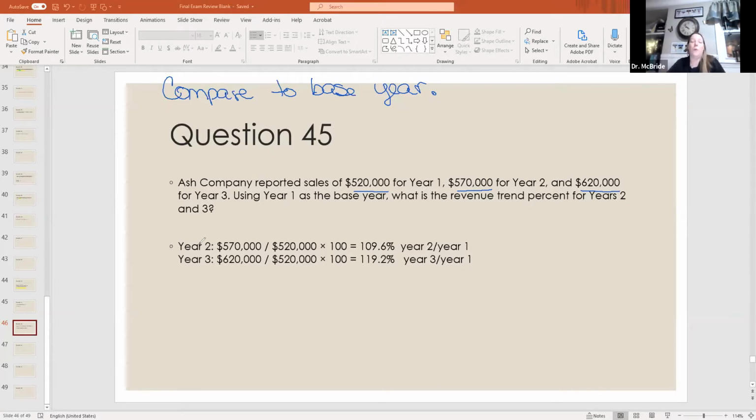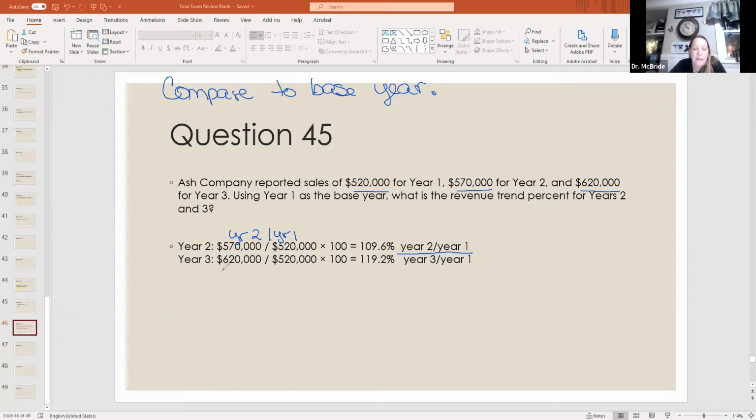So this first one, in year two, I'm saying, okay, in year two we had 570,000 in revenue divided by year one. I wrote that right here. So year two divided by year one times 100 gives me revenue increased 9.6%, or it went up to 109.6% between year one and year two.